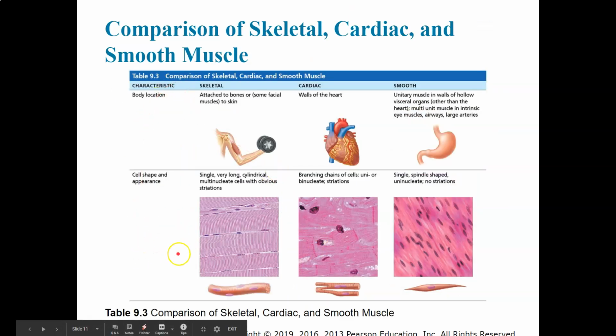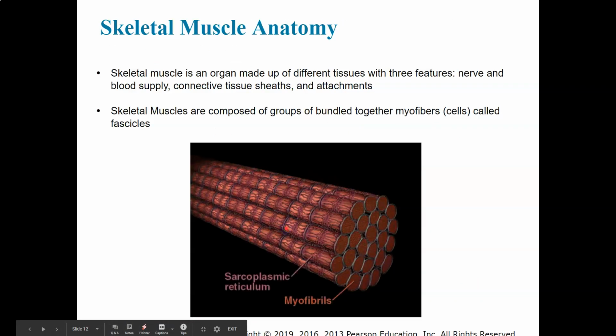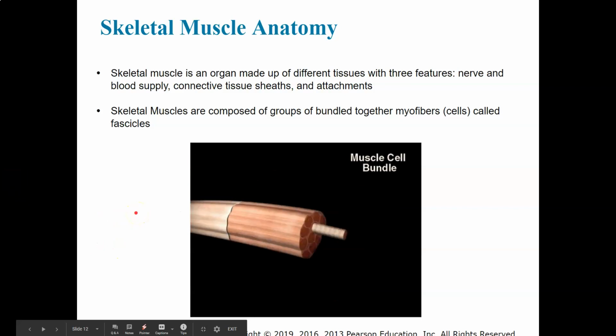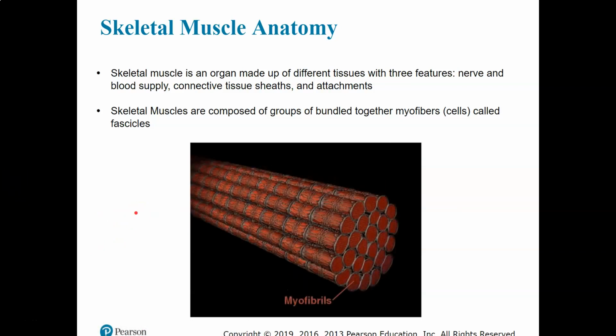So, skeletal muscle cells: long, cylindrical, striated, multinucleated cells. Cardiac muscle cells are going to be these short, branching, striated, uninucleate cells that have these intercalated discs. And then smooth muscle cells are going to be these relatively short, spindle-shaped cells that are also uninucleate that do not have striations.